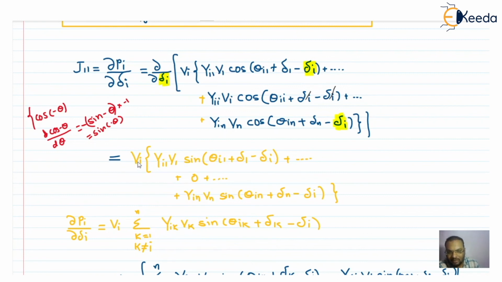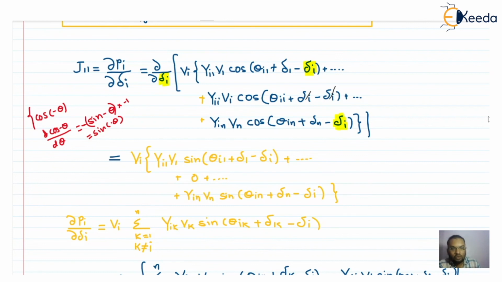We keep Vi outside. For the first term, Yi1 V1, cos becomes sine of theta i1 plus delta 1 minus delta i, and so on. This is the ith term. We do not have any delta i in the ith term, so this derivative becomes 0. Now in the nth term, again we get Yin Vn sine of theta in plus delta n minus delta i.